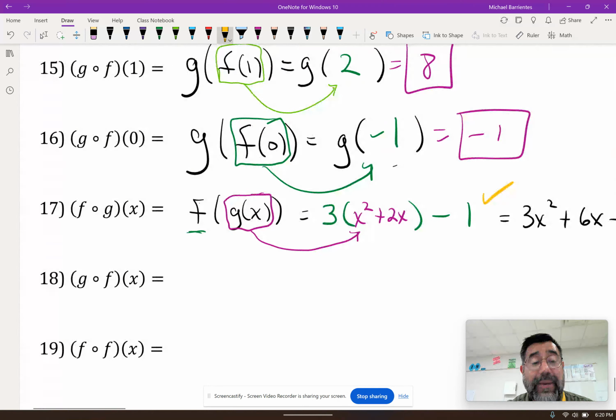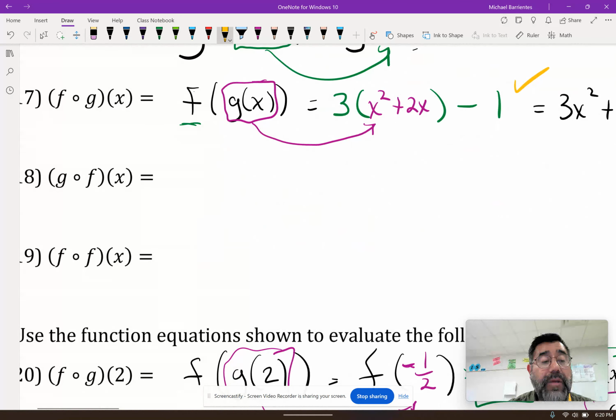Notice my input was a variable. My output has variables. It's a formula. It's an expression. It's not a value. Numbers 17, 18, and 19 are where no calculator can help you out unless it has an algebraic system. It really can't help you out because it's going to be spitting out a formula rather than a number. So we're going to try that again with number 18.